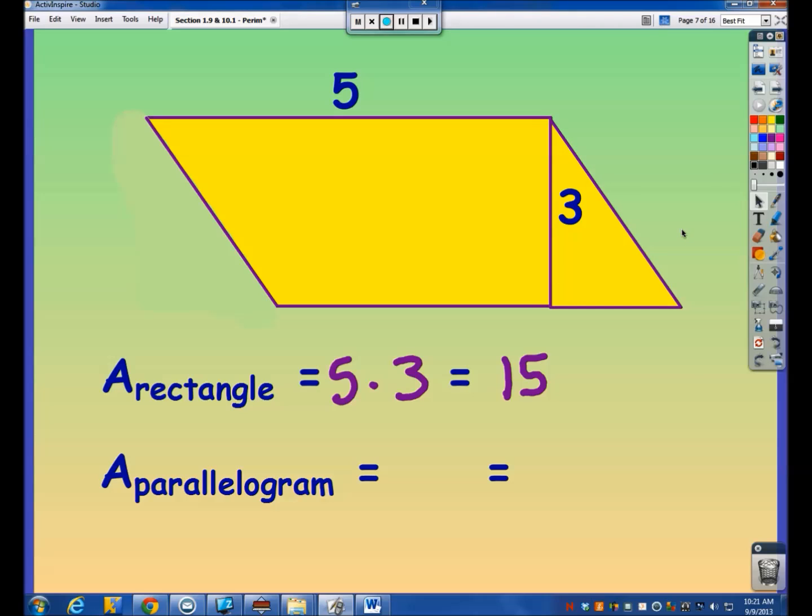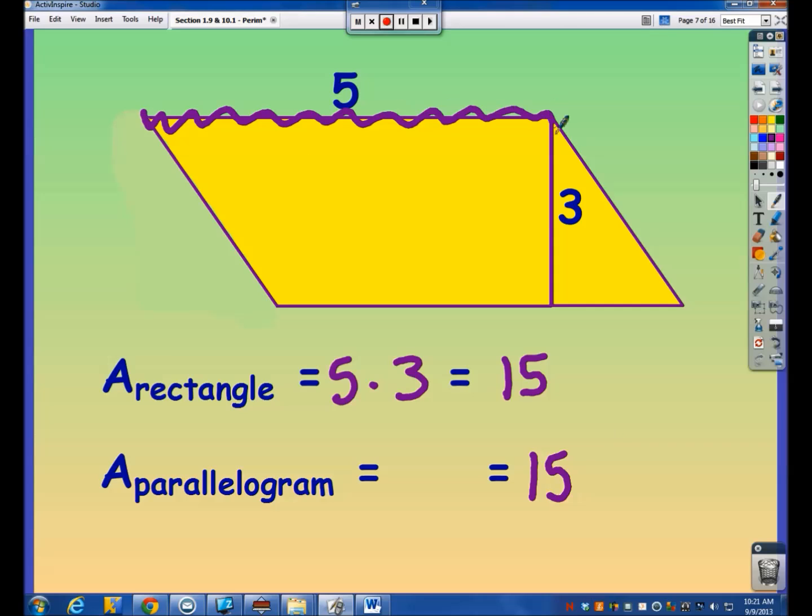Have I really gotten rid of any area from this original rectangle? And the answer is no. I've just taken some of the area and relocated it to another spot of the shape. This still has the same area of 15. The only thing that looks a little different now, this is still 5 up here. That still works. But the 3 isn't what you would probably call the height, because you might consider this slanty side. That used to be kind of what our height was. But now it's just this part.